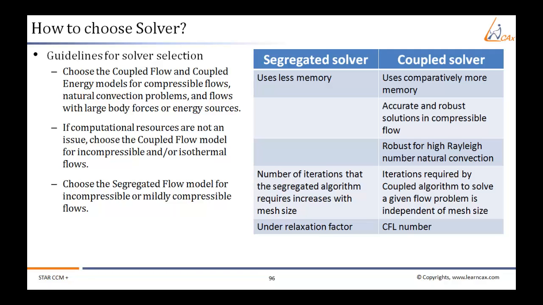Knowing these factors, there are general guidelines for selection. Choose the coupled flow and coupled energy models for compressible flows, natural convection problems, and flows with large body forces or energy sources. If computational resources are not an issue, choose the coupled flow model for incompressible and isothermal flows. Choose the segregated flow model for incompressible or mildly compressible flows.